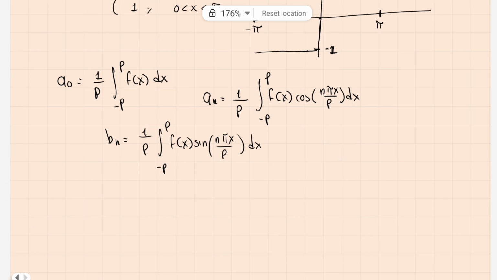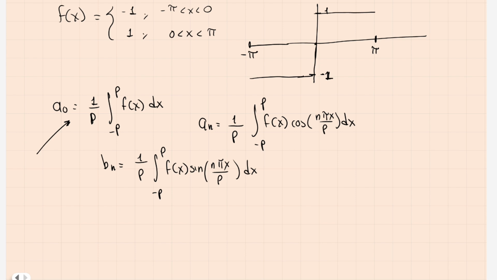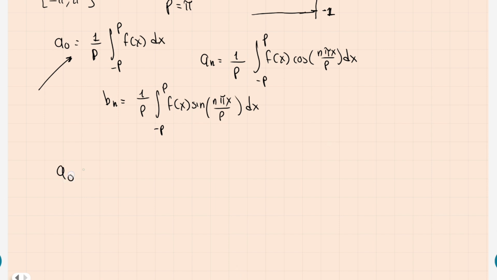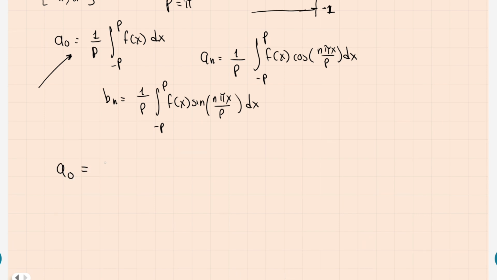Okay, so we are going to begin with the easiest one, A0. In this case we need to identify that p is equal to pi, because the interval where we are taking the function definition is from negative pi to pi. So A0 is going to be 1 over pi, the integral from negative pi to pi of f of x dx.